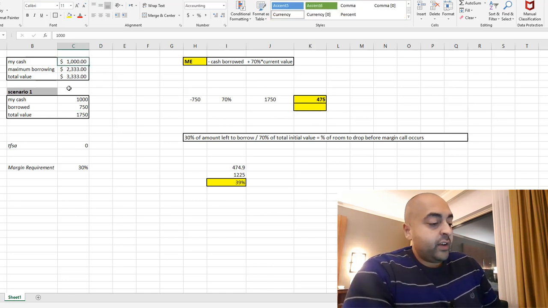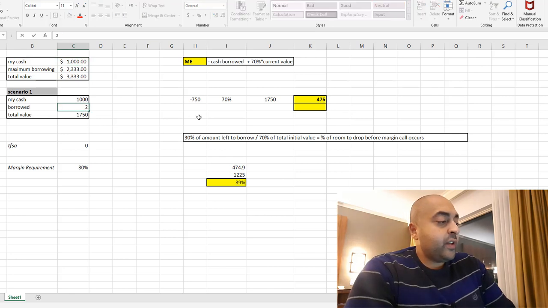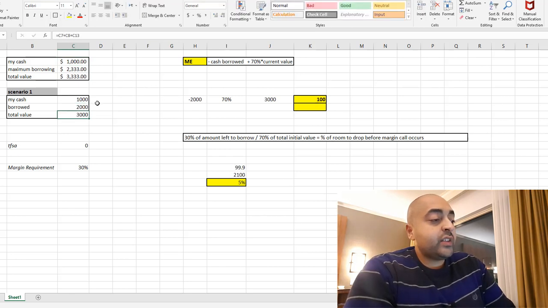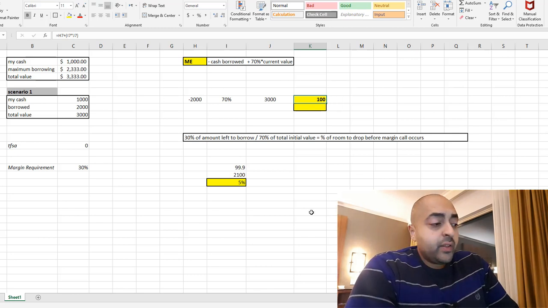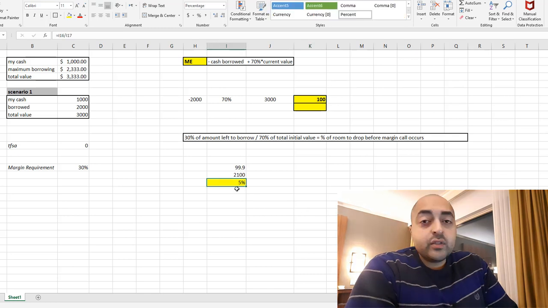Let's say I borrow $2,000. So I put in 1,000, I borrow 2,000, so my total value is 3,000. So as you can see, to begin with, my maintenance excess is much lower. It's at 100. It's positive, but it's much lower. So I don't have that much room to play with. And as you can see here with this formula here, I've got only 5% to play with. So that's definitely risky because for sure a stock that I buy can drop more than 5% after I buy it. So that means very soon I'm going to have to start funding the account to cover the losses.